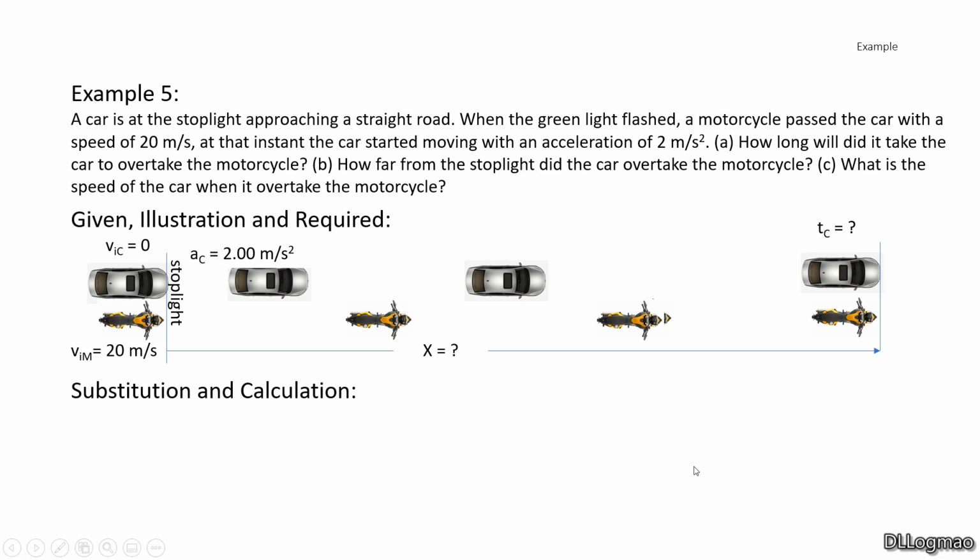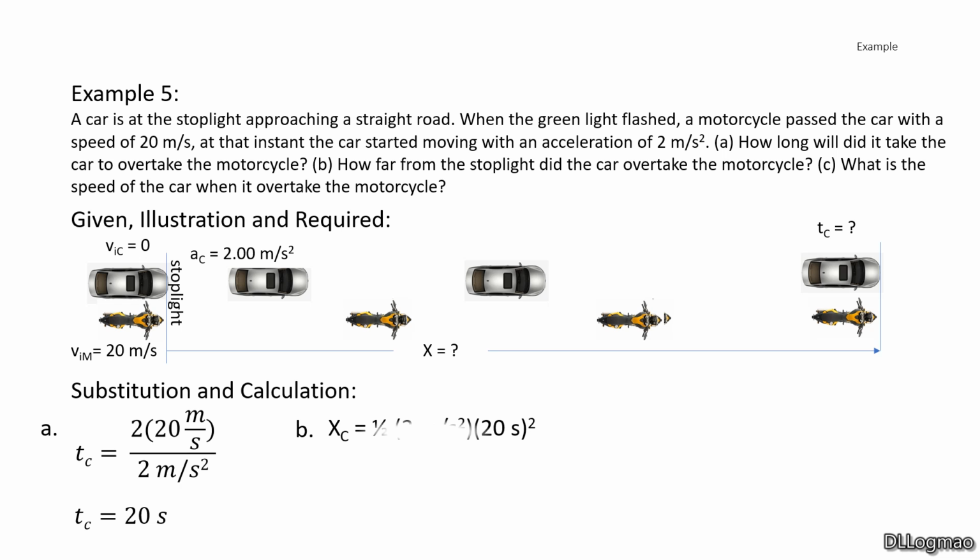Substitution and calculation. The time taken by the car is twice 20 meters per second divided by 2 meters per second squared. The time taken by the car to overtake the motorcycle is 20 seconds. The distance traveled by the car before overtaking the motorcycle is 1/2 of the product of 2 meters per second squared and the square of 20 seconds. And the distance traveled is 400 meters.